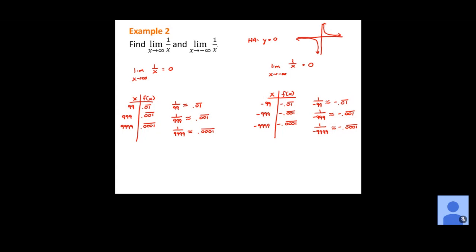And notice as we go towards positive infinity, it's approaching 0 from the top. That's how we got those positive values. And as we go towards negative infinity, we're approaching 0 from the bottom, which is why we get all those negative decimals. But the asymptote is the same in this case on the left-hand side and the right-hand side. Any questions on that now?